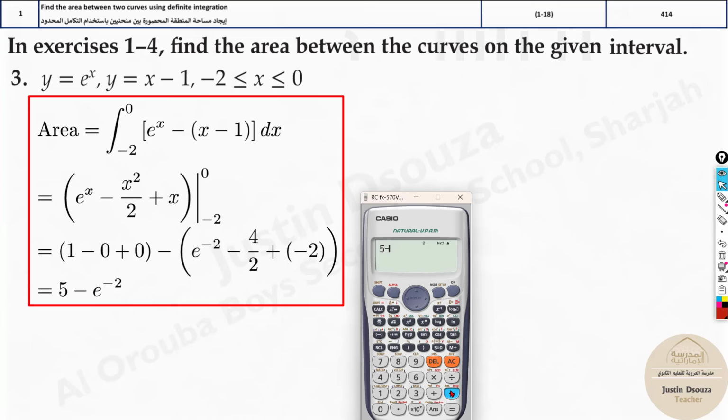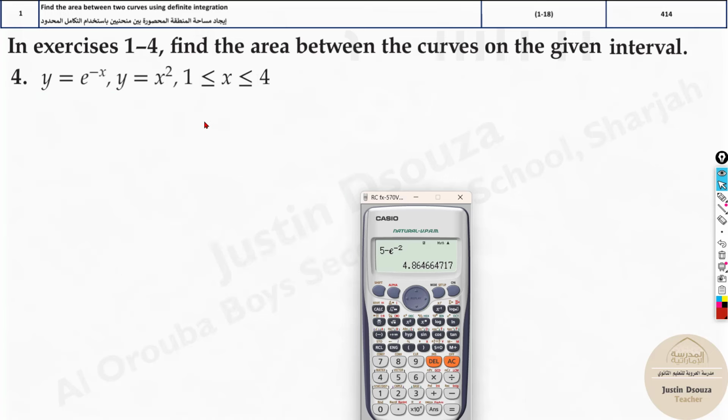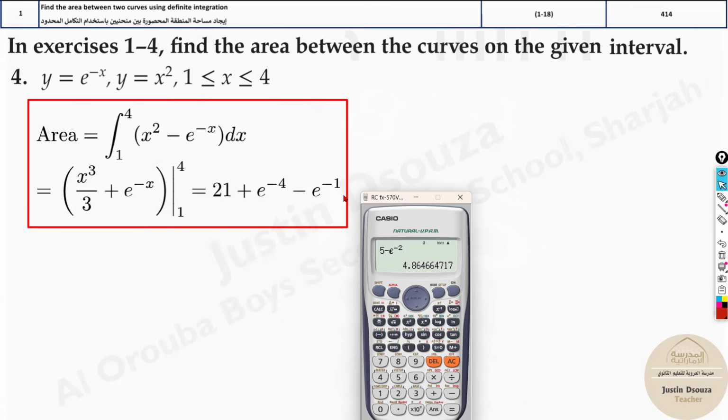It'll be 5 minus e to the power minus 2. And it will be the same thing. 4.86 is the correct answer. So this is how we can solve this. Try this by yourselves. If you get a negative answer, remember, that's fine, just take the value. And you need to solve all the options and match it up.